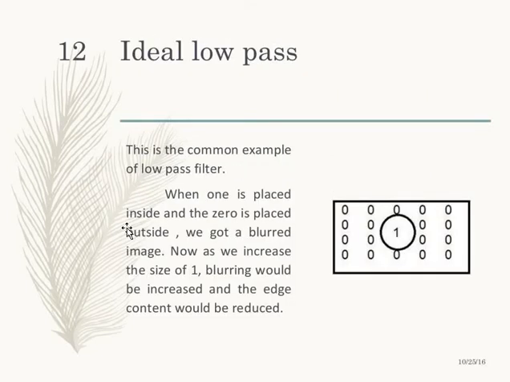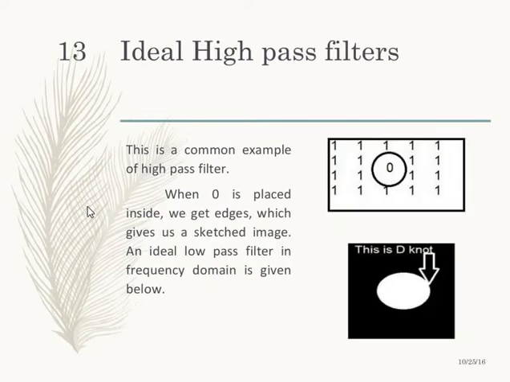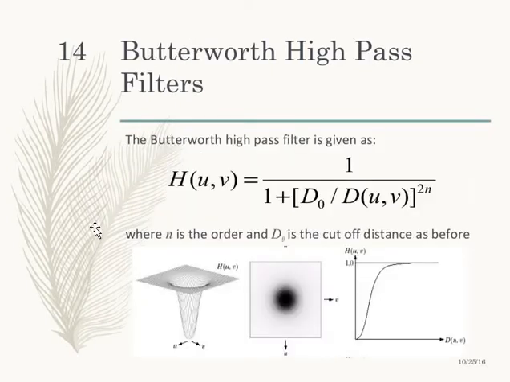Ideal low pass filter. Now this is a technique for image enhancement. The ideal low pass filter passes everything inside the cutoff circle as 1, and outside the circle the output will be 0. Then the ideal high pass filter is the reverse of the low pass filter, which converts 0 to 1.